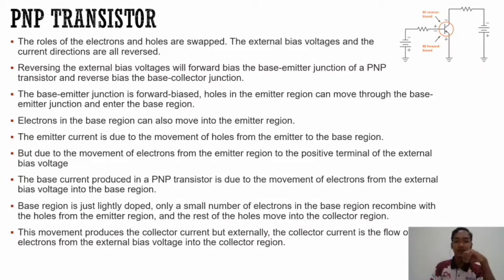Okay, the base region is lightly doped. Only a small number of electrons in the base region recombine with the holes from the emitter region, and the rest of the holes move into the collector region. This movement produces a collector current, but externally the collector current is the flow of electrons from the external bias voltage into the collector region.